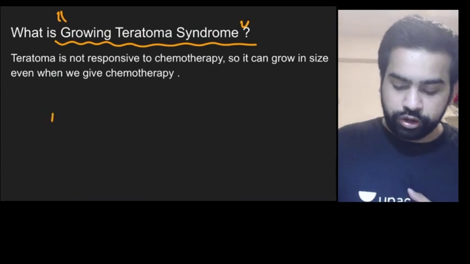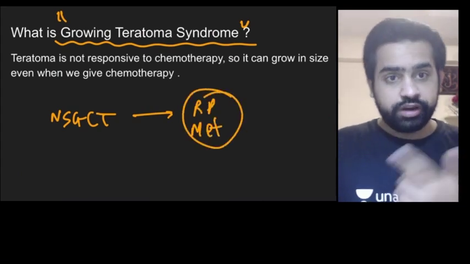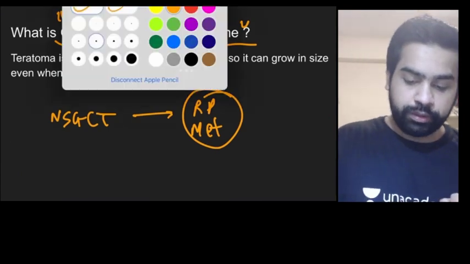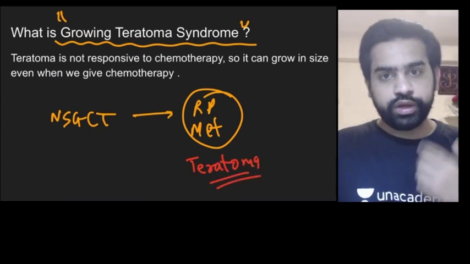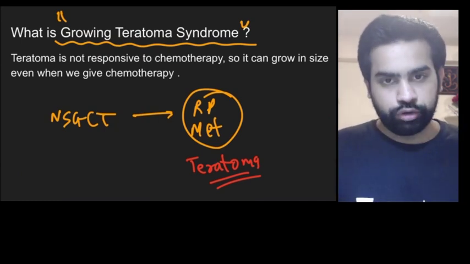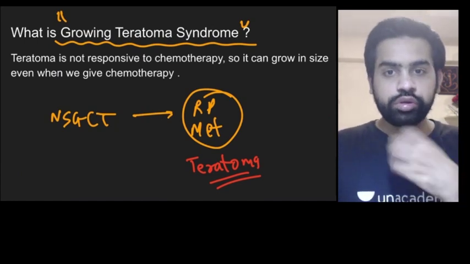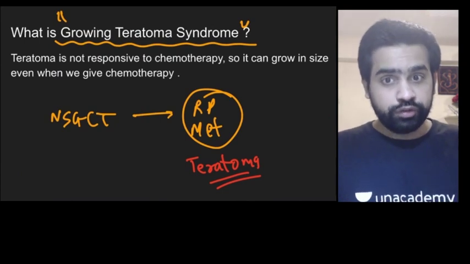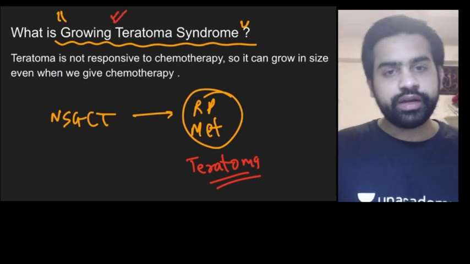So let's say if at all there is a non-seminomatous germ cell tumor, and the patient is having retroperitoneal mets. If these retroperitoneal mets are teratoma, even if you give this particular patient chemotherapy, will they get into control? They will not get into control. They will still continue to grow. So even if the tumor markers were elevated and there was a retroperitoneal mets, you started the patient on chemotherapy, but the size of the retroperitoneal metastasis kept on increasing. This is what is called a growing teratoma syndrome.